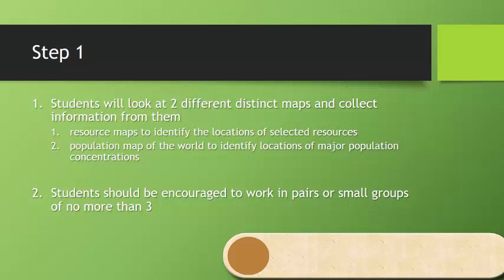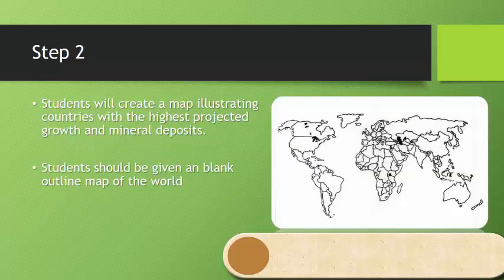The second map students will look at will be one of population and population distribution throughout the world to help the student identify locations of major population concentrations. The data collected from these maps will allow students to create a map illustrating countries with the highest.